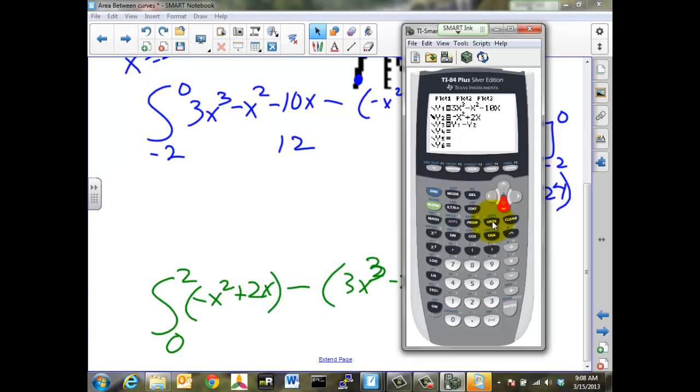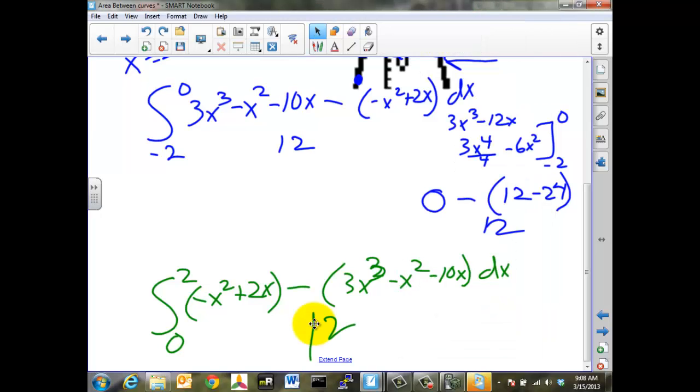Variables. Y variables, function number 2, minus variables, y variables, function number 1. Okay, now we can calculate the area. And we go all the way down to y4. The lower limit is 0. The upper limit is 2. And we get 12 again.